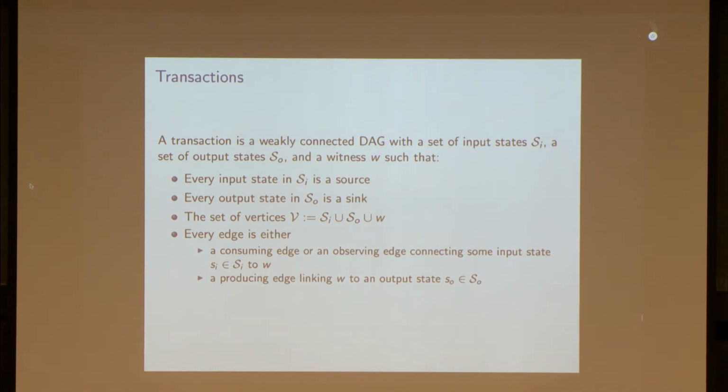And on the side of the edges, we make two restrictions. A consuming edge or an observing edge must connect an input state to the witness, and a producing edge must link the witness to an output state. Let me show you how this restriction makes sense in practice.